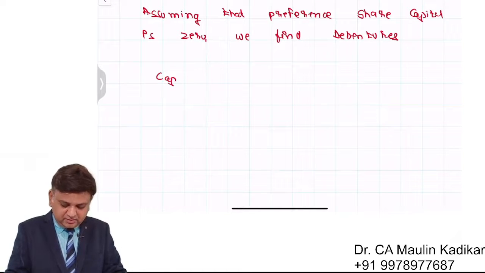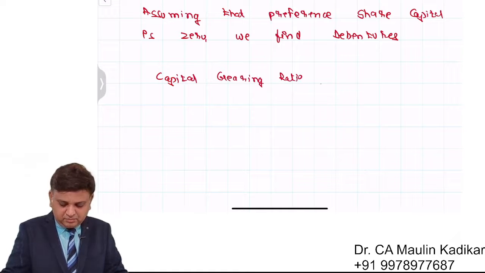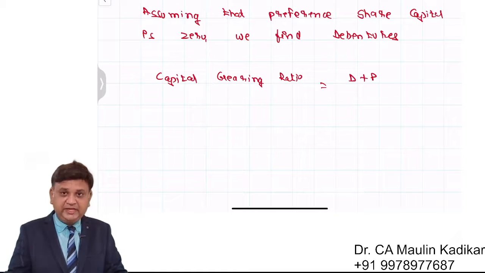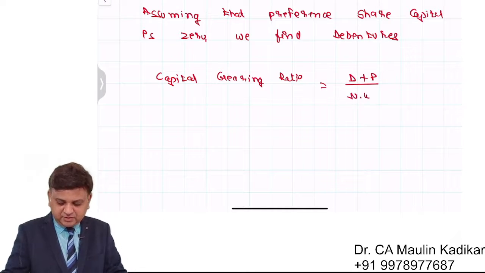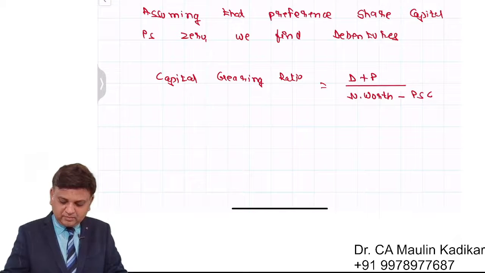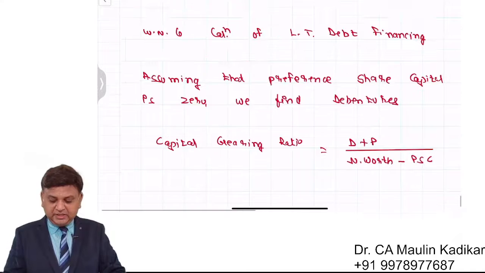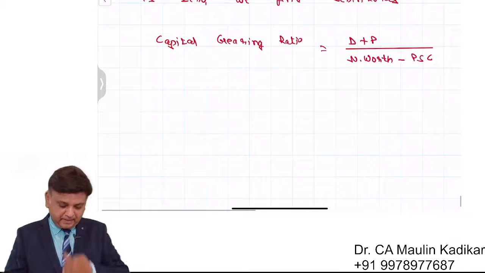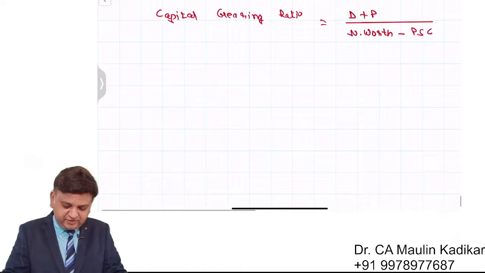So write down in that, capital gearing ratio is equal to debt plus preferential capital divided by net worth minus preferential capital. Because friends, basically the net worth includes preferential capital, so that is required to be deducted. However, we have made an assumption that preferential capital is 0, so it is 0.7875.